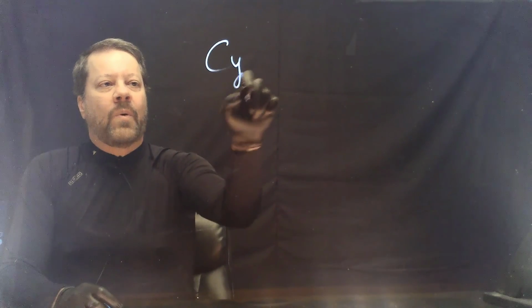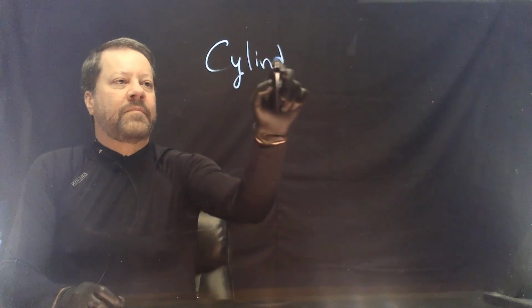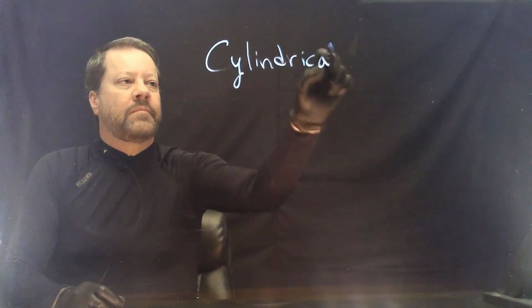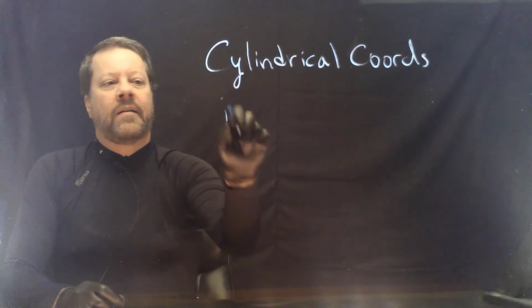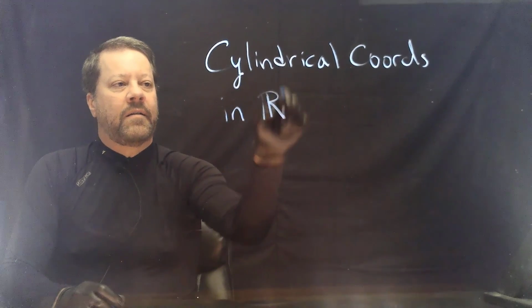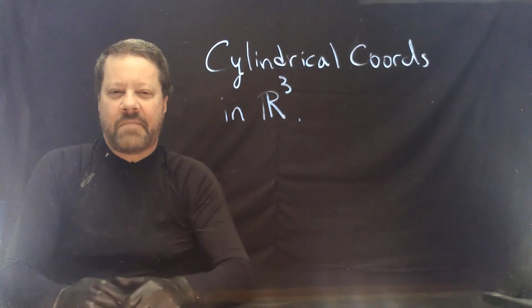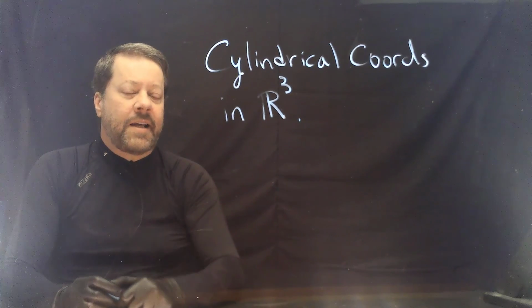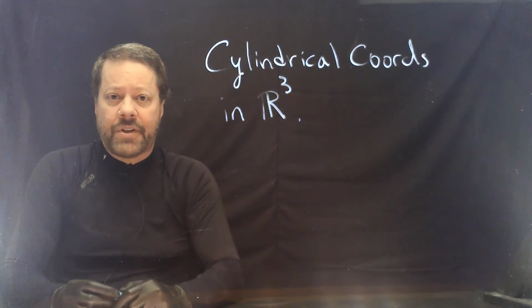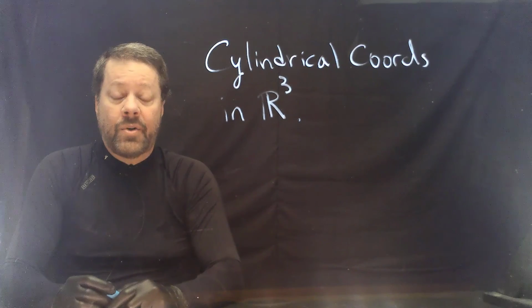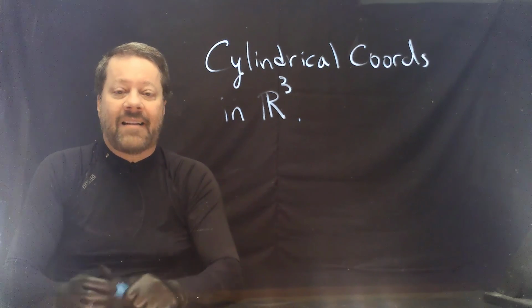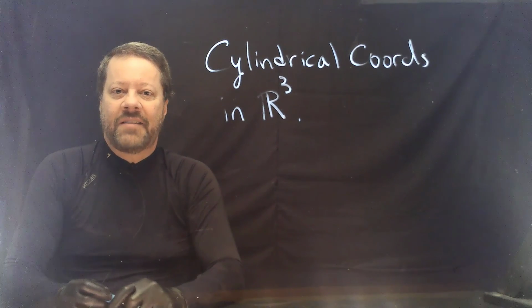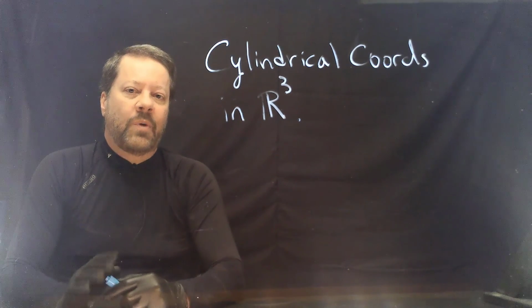Today we're going to talk about cylindrical coordinates in R3. This is a next logical progression after studying polar coordinates in R2 because we don't get a lot of new analysis in this subject. It's very similar to what we've already seen.